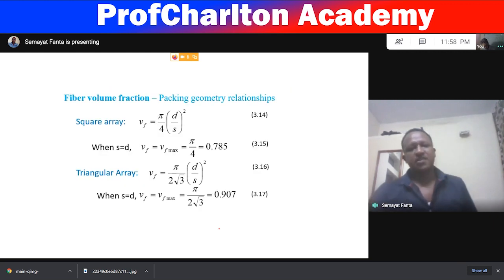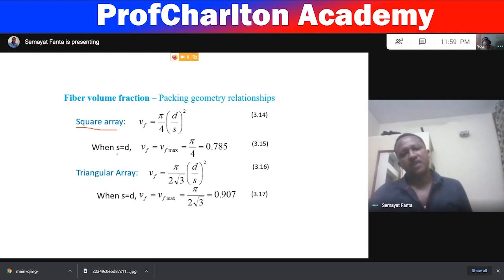So in the case of square array, the volume fraction is given as pi over 4 D over S. So this is the ratio. D over S is ratio. Still, this volume fraction is a unitless quantity. You can easily prove it from here because D is in meter, S is in meter also.